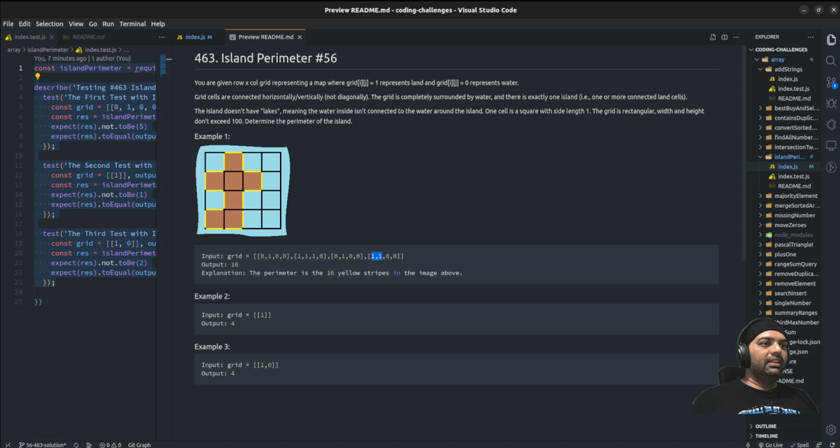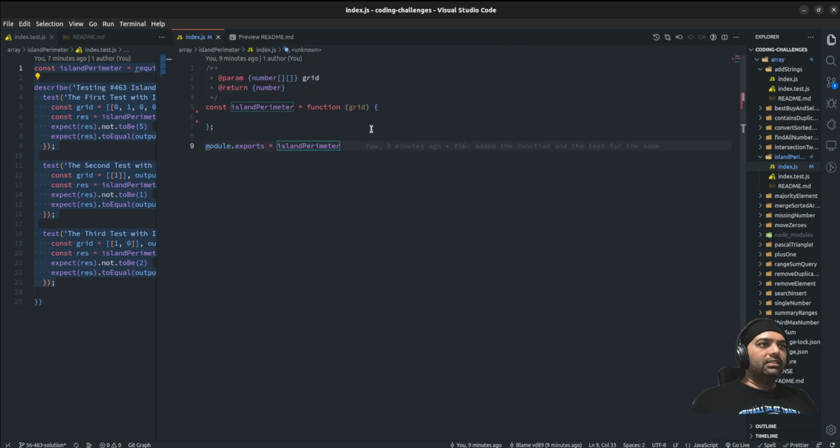The first and second, and it is the same with the third one, which has only one block having 4 surfaces surrounded by water. And when we go to the third example, it has one block on the first row, so it would also be the same, surrounded on 4 sides. So that is the problem. And let us start with the solution.